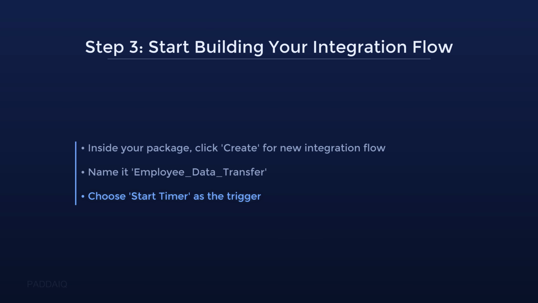Choose Start Timer as the trigger. This means your integration flow begins automatically at a set time without manual input. For instance, schedule it to run every morning at 6 a.m. to fetch daily sales data from your e-commerce platform. This ensures your processes run reliably and on schedule.